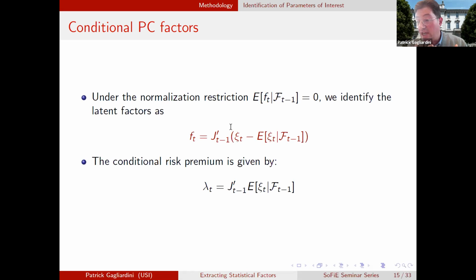So this is basically a way to identify one rotation in the conditional factor space, which corresponds to conditional principal components of this vector of instrument weighted returns and the associated vector of risk premium. And this rotation of the factor space is identified from some feature of the conditional variance of the xi, basically these eigenvectors.